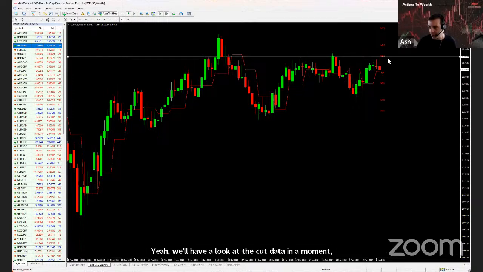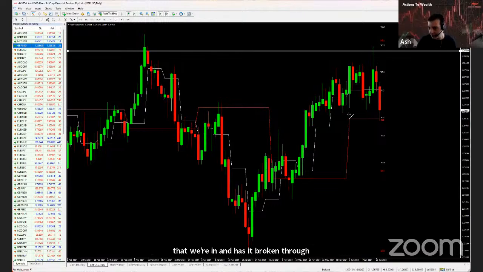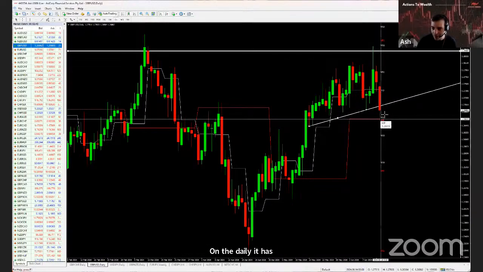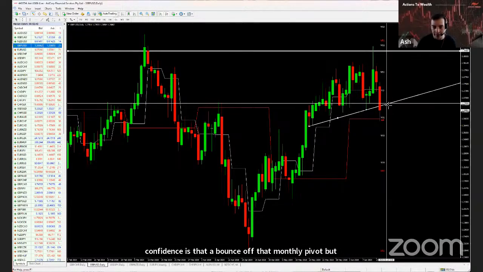So anyway, this is a sell zone that we're in, and has it broken through this particular pattern? We look at these lows down here on the daily. It has broken through without much confidence. It's had a bounce off that monthly pivot, but that would suggest any sell signal, any sort of turning of the market coming in here.